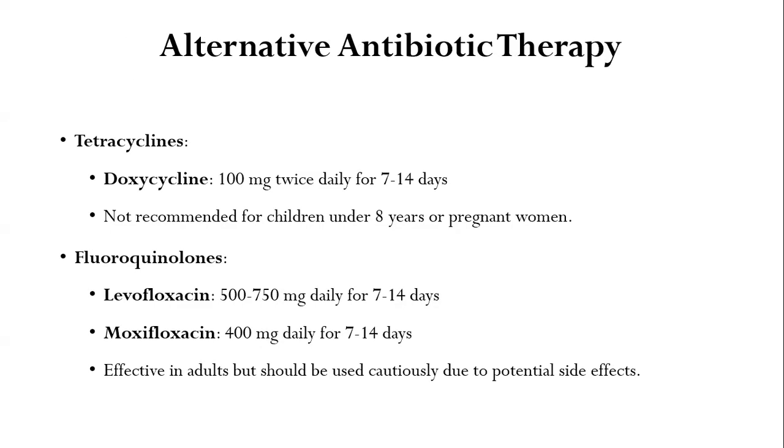Macrolides are preferred in children and pregnant women due to safety and effectiveness. The other alternative antibiotic therapy for Mycoplasma pneumoniae infection is tetracyclines, that is doxycycline 100 milligram twice daily for 7 to 14 days. However, remember that doxycycline is contraindicated in children under 8 years of age or pregnant women. Other antibiotics we can use are fluoroquinolones: levofloxacin 500 to 750 milligram daily for 7 to 14 days, moxifloxacin 400 milligram daily for 7 to 14 days. Fluoroquinolones are effective in adults but should be used cautiously due to potential side effects.